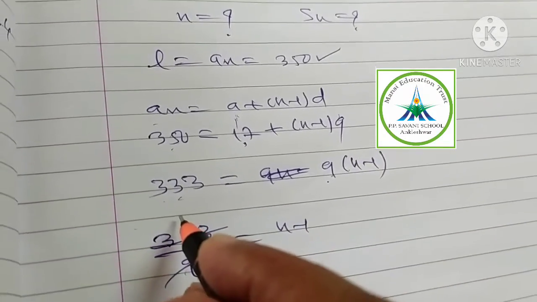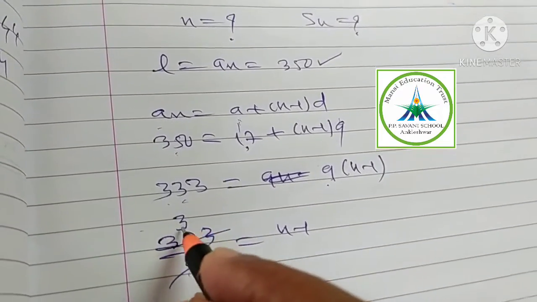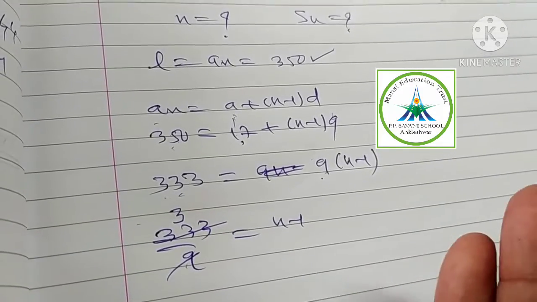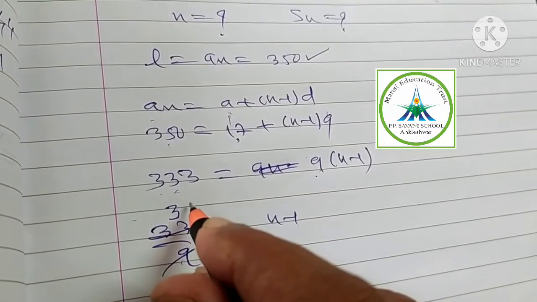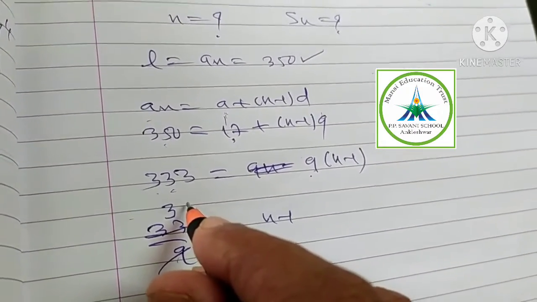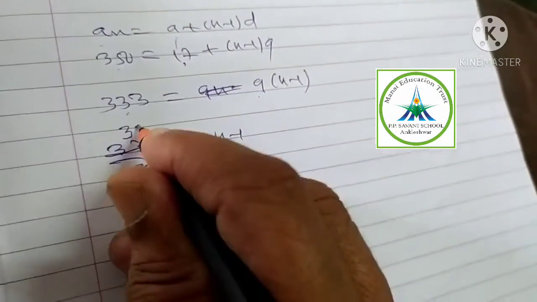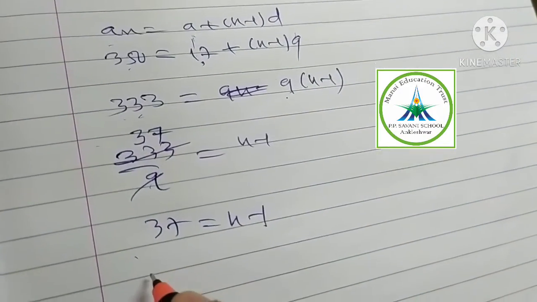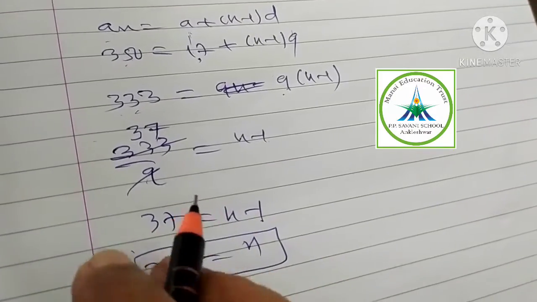9 3s are 27, 9 4s are 36. No, sorry, 9 3s are 27. 27, then 28, 29, 30, 31, 32, 33. 6 6s and 3 becomes 63. So 9 6s are 54, 9 7s are 63. Okay, remember it. So 37 equal to n minus 1. Minus 1 transposed becomes 38. n equal to 38. Clear?